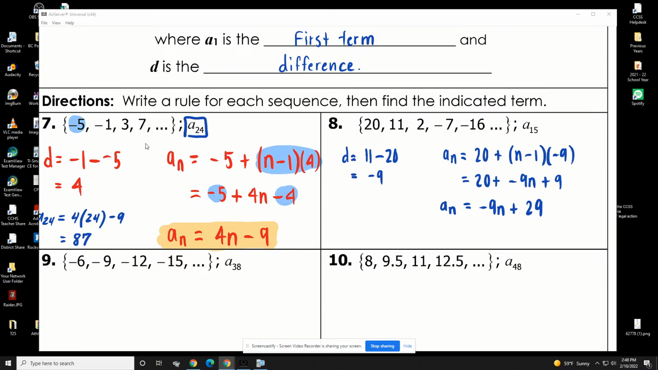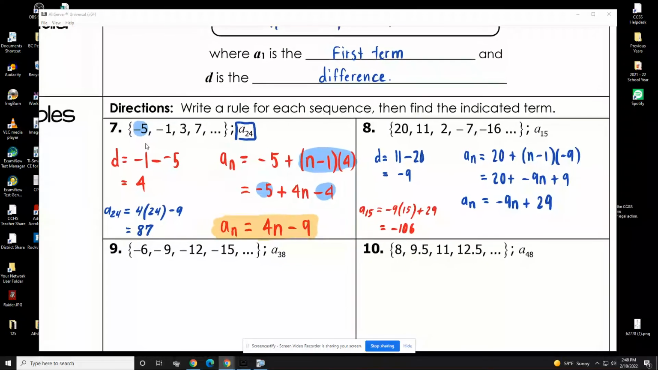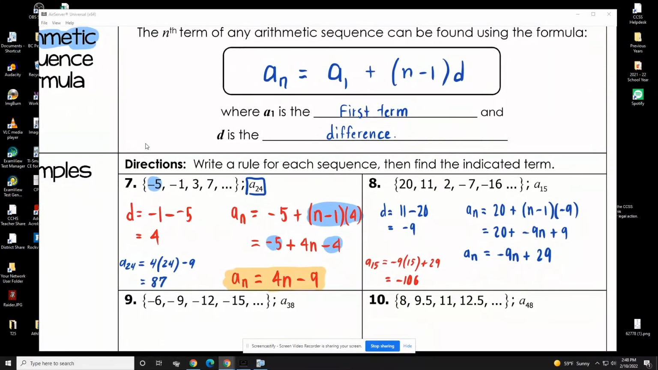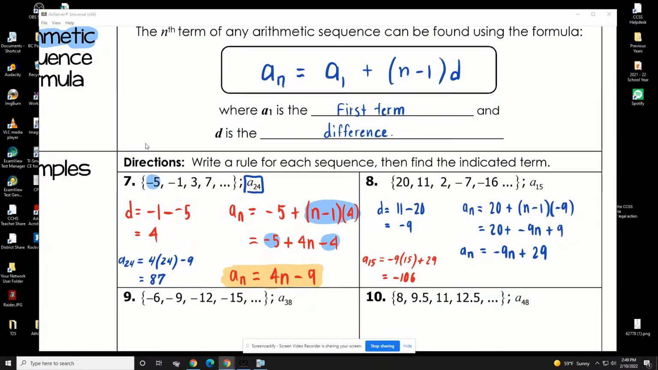So this one particularly asked me to find a sub 15. So I'm literally going to go negative 9 times 15 plus 29. Negative 9 times 15 plus 29 is negative 106. And there you have it. We wrote an explicit formula, and we found a particular term in that sequence.